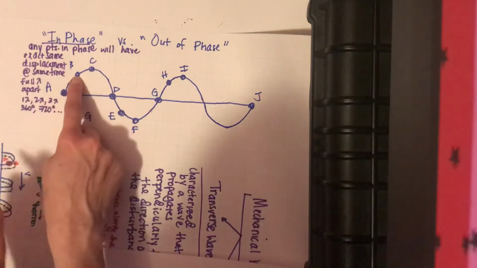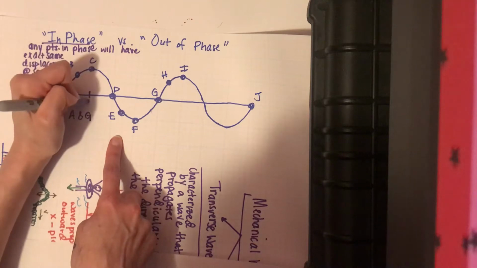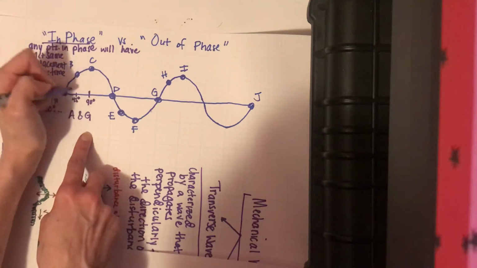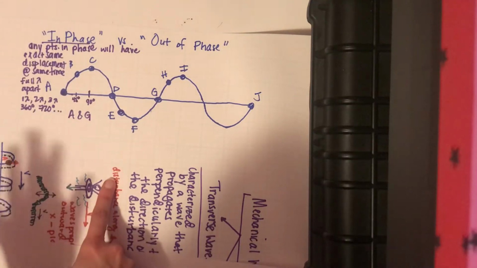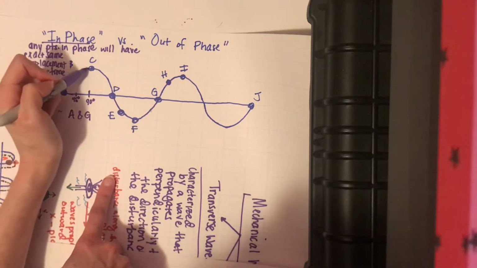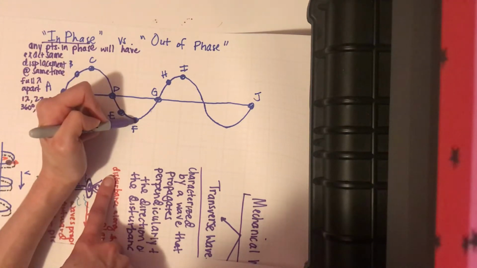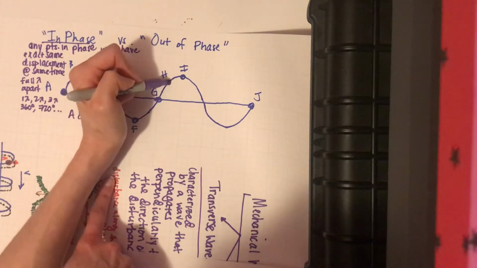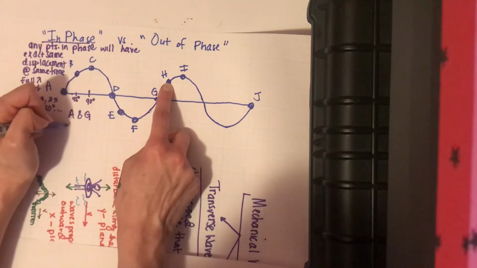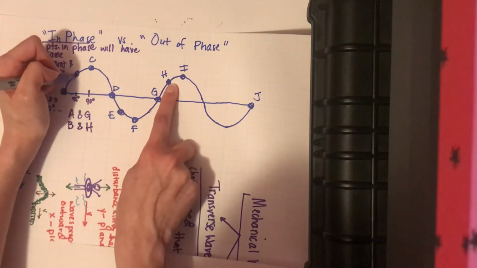Okay, well, let's see. Does B have any point that's in phase with it? Well, from here to halfway, we have 90 degrees. So from here to B, we really have 45 degrees. So we want to see if we can find one full wavelength away from B, or two full wavelengths, let's say. So we have 45, 90, 180. That's one full wavelength apart, right?